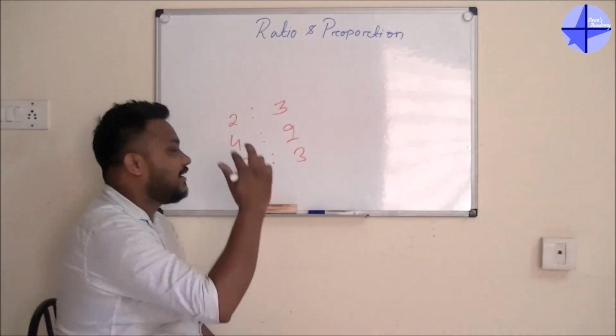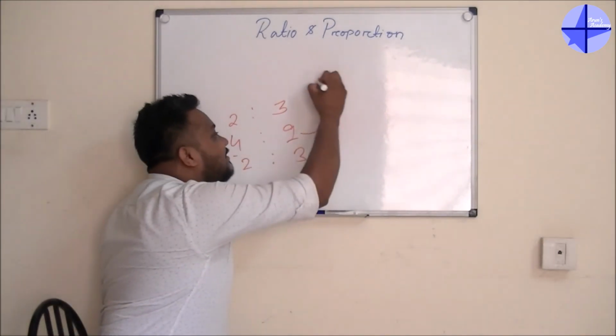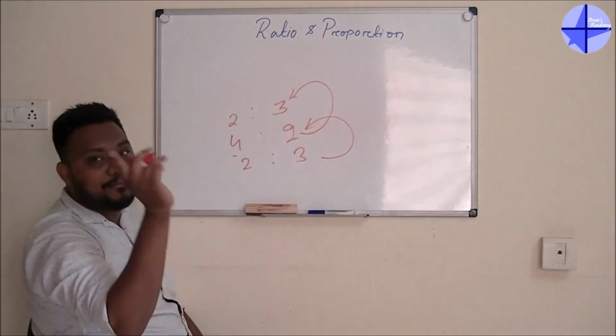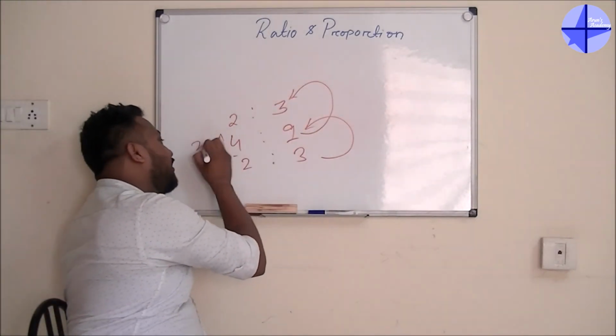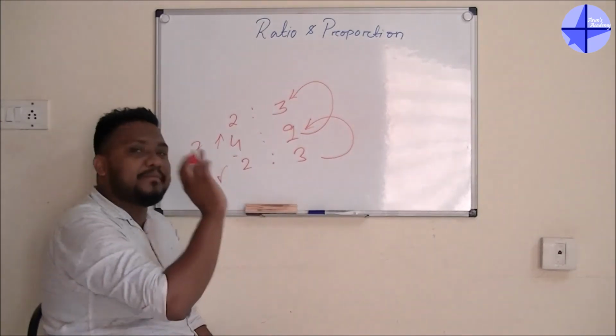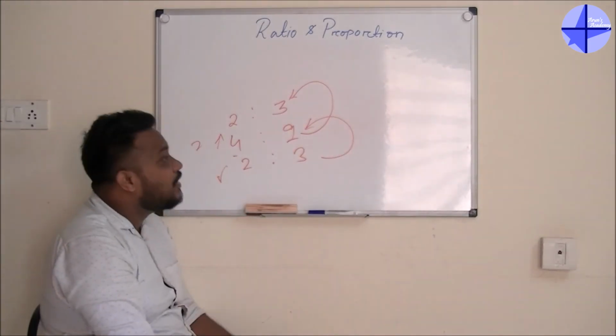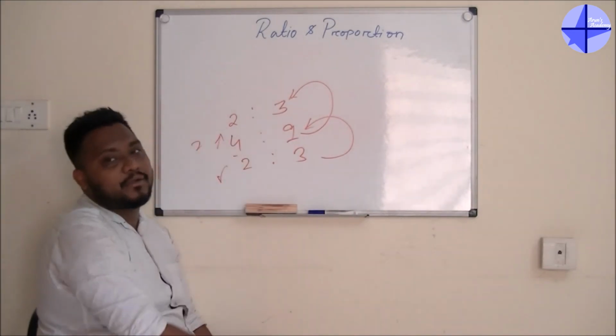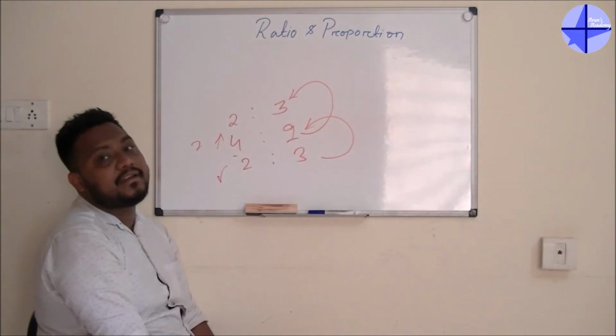So guys, let me clear it. 4 is to 9 is the duplicate ratio for 2 is to 3. 2 is to 3 is the duplicate ratio for 4 is to 9, because this is your power, square, and this is your square root. Please remember, whenever someone asks you about the duplicate ratio, you have to tell them that without any particular reference, we can't say it is a duplicate ratio or not.